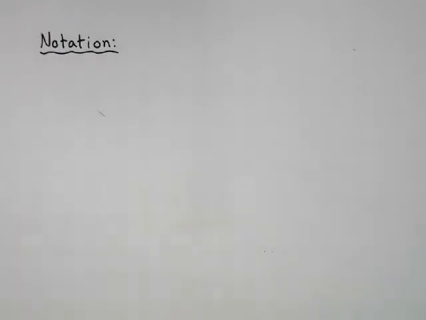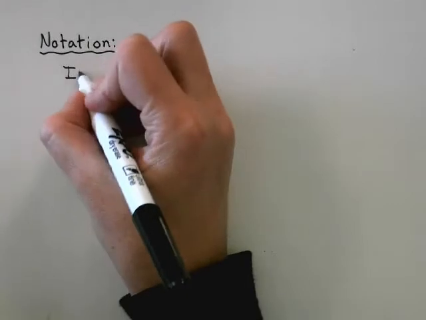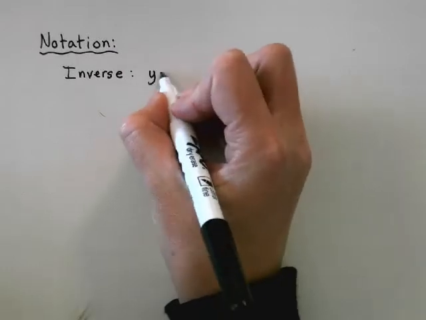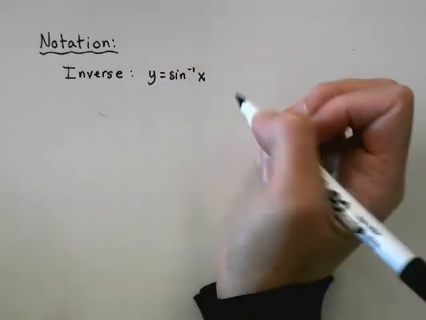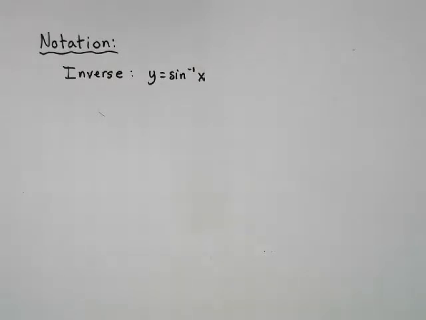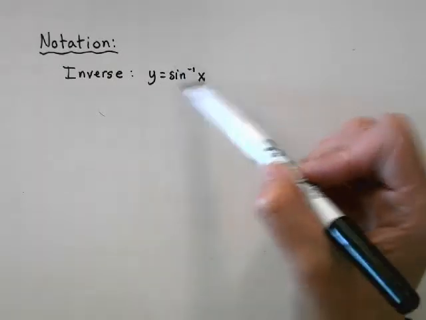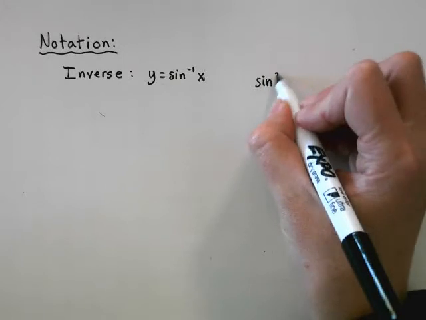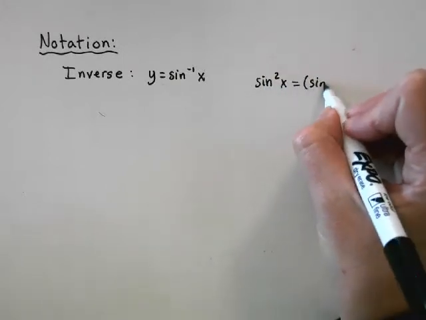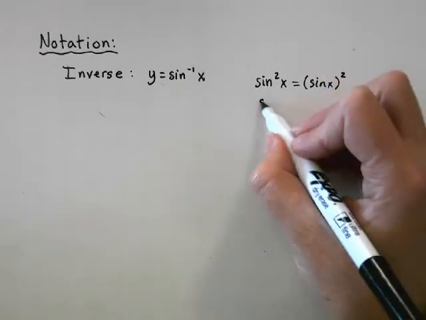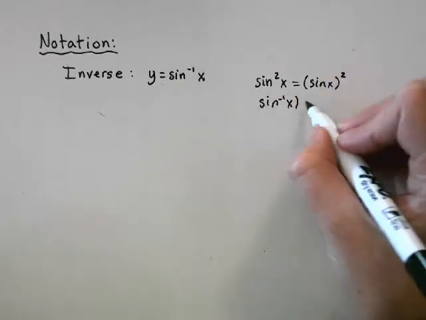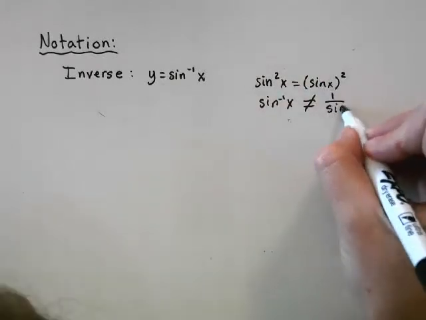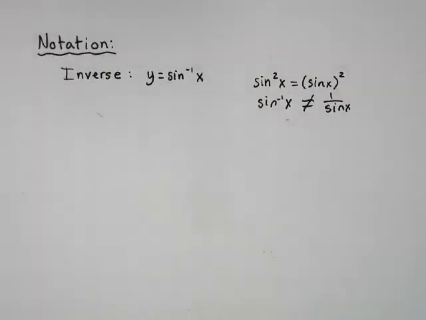Okay, let's talk about some notation. We have the notation that really was invented by Texas Instruments of y equals sine -1 of x. This isn't great notation because this -1 isn't actually a power. If we had sine squared, that's equal to the sine of x squared. But sine -1 of x does not equal 1 over sine of x. Those are not equivalent.